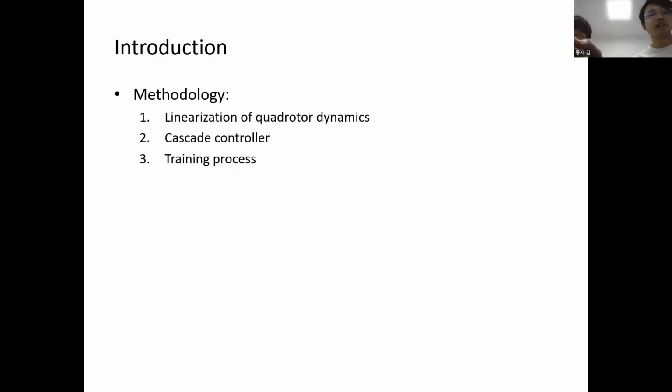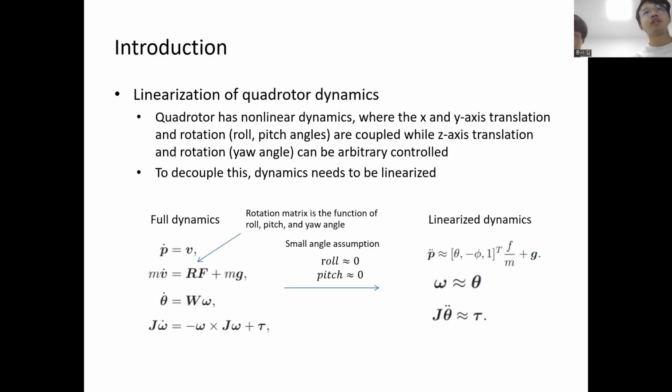By doing that, there are three main methods in this paper. The first one is the linearization of the quadrotor dynamics, the second one is the cascade controller, and the third one is the training process. For the linearization, as can be seen in the full dynamics form on the left, the rotation matrix is a function of roll, pitch and yaw angles, and thus the translation and rotation are coupled with each other. To decouple this, the dynamics need to be linearized, and one way is to make the small angle assumption, where roll and pitch angles are assumed to be close or equal to zero, and thus the linearized and decoupled form of the dynamics, as in the right equation, can be obtained.